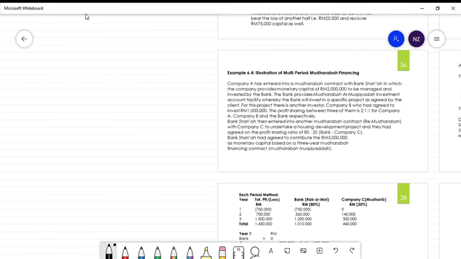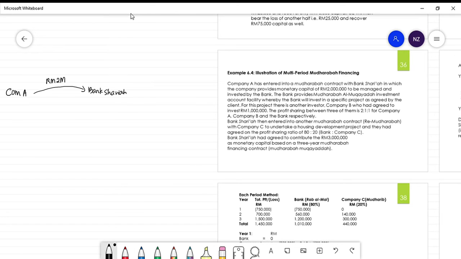Okay, now we read the question for the next example, example 6.4. Company A has entered into a mudharabah contract with Bank Syariah in which the company provides monetary capital of 2 million to be managed and invested by the bank. Okay, now as usual we make a structure. We have company A, right? It says it entered into a mudharabah contract with Bank Syariah in which the company provides capital of RM 2 million.